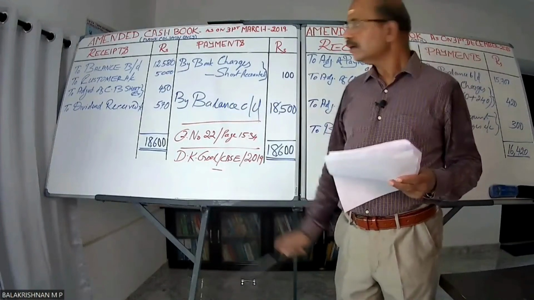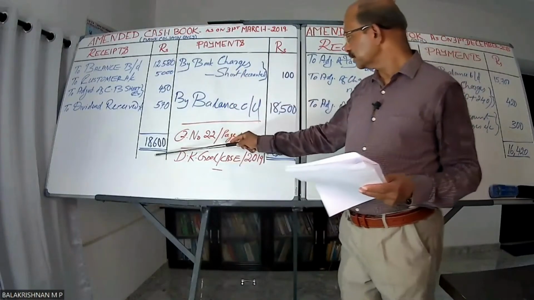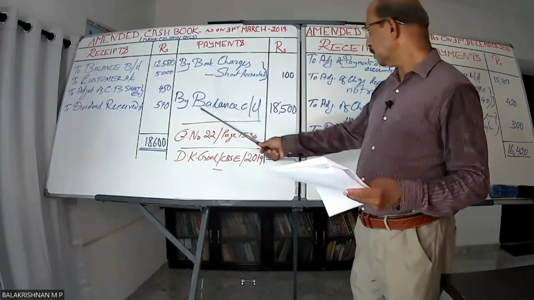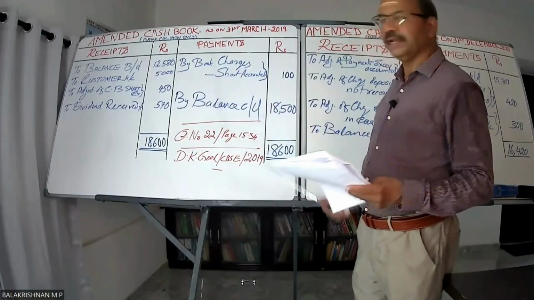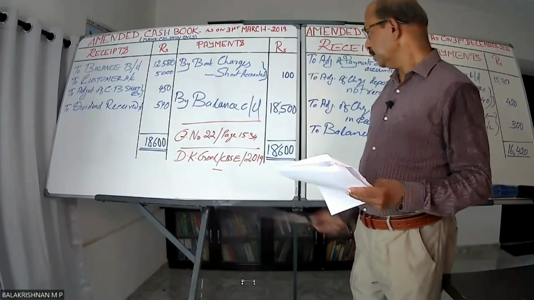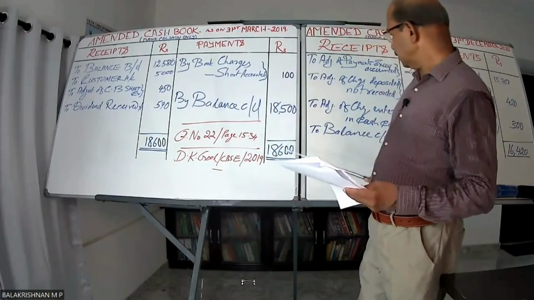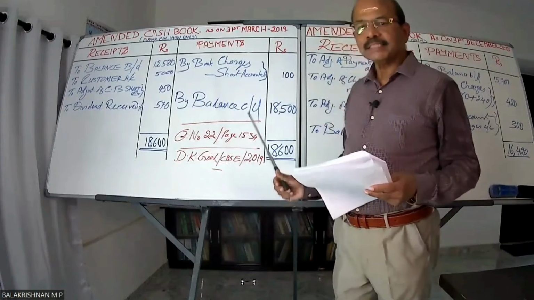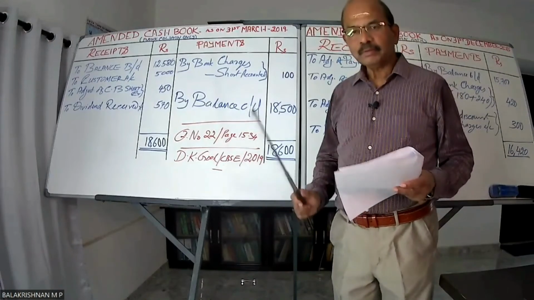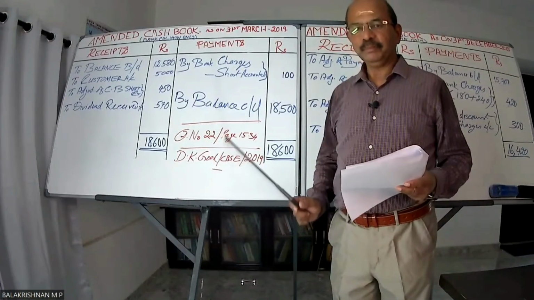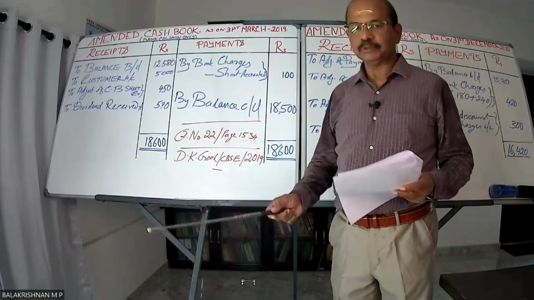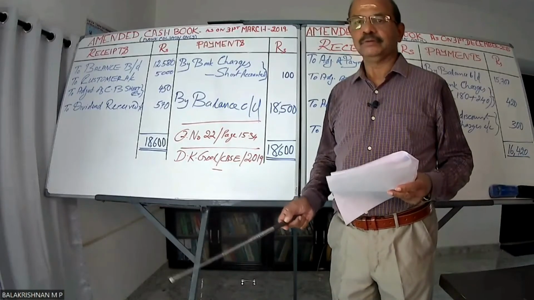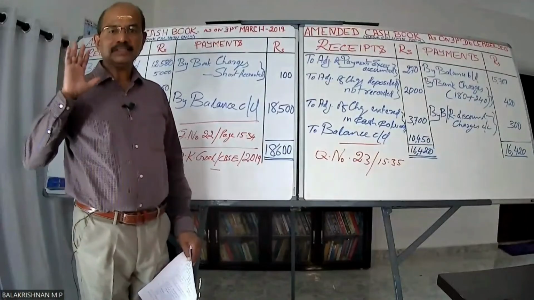That's simple. Total credit side 18,600. Put it across, and the balance you are showing by balance carried down 18,500. Okay, just 100 rupees. 18,600 minus 100, 18,500. So this is the balance we will be basing on for the purpose of preparation of a bank reconciliation statement that I am showing as a sequel to this video. Thank you. So next question.